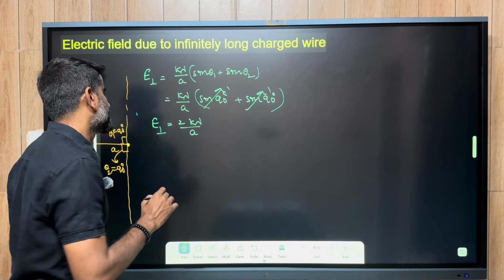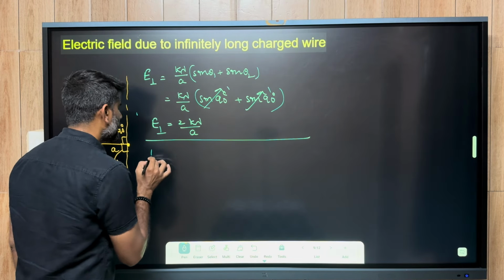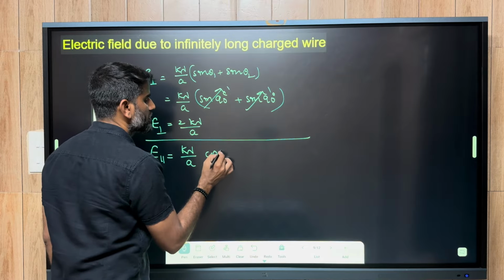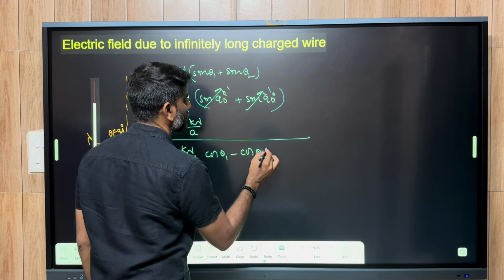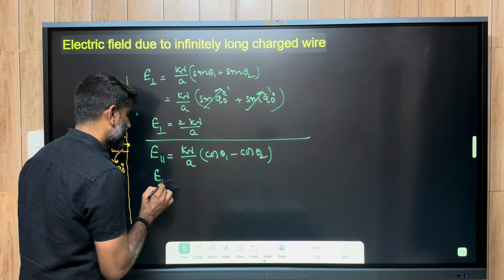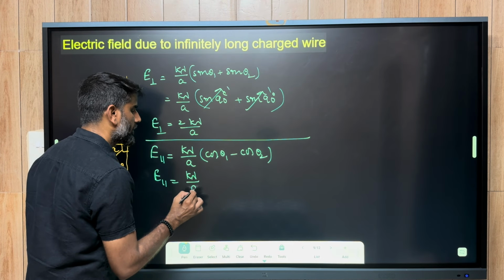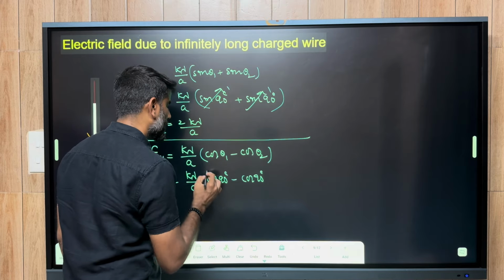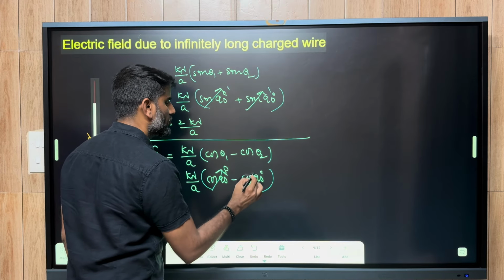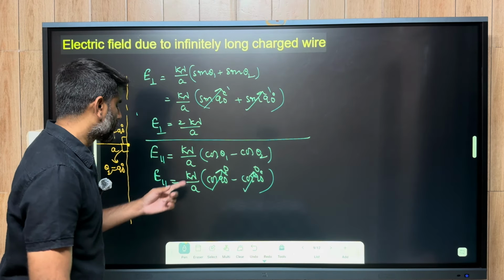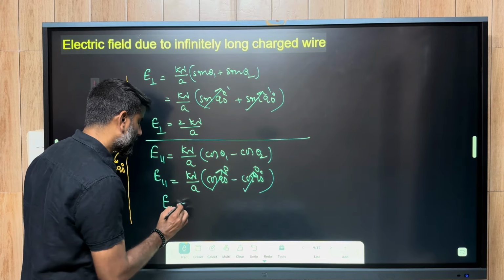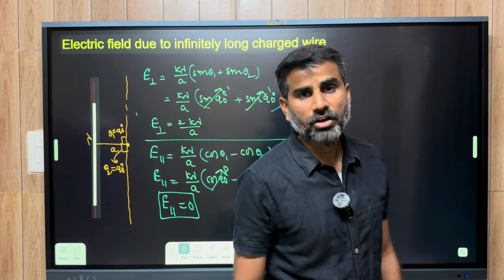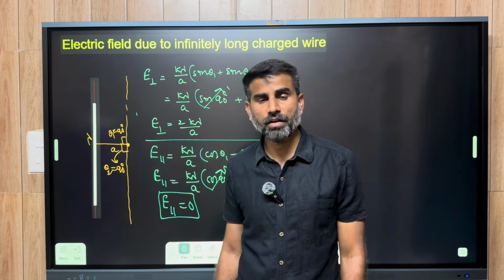Now let's see what happens to E parallel. The E parallel formula is k lambda by a into cos theta 1 minus cos theta 2. So E parallel is equal to k lambda by a into cos 90 minus cos 90. Both of them are 90, right? Cos 90 is 0, cos 90 is again 0. So 0 into anything is 0. E parallel will be 0. There is no E parallel component for the infinitely long charged wire.